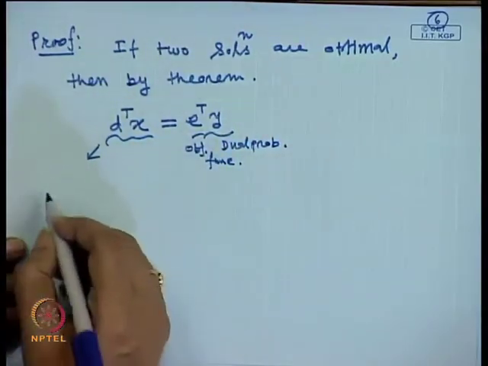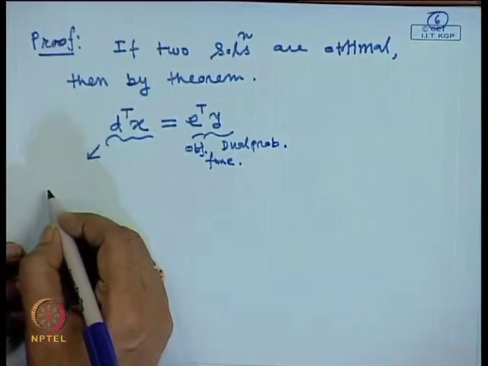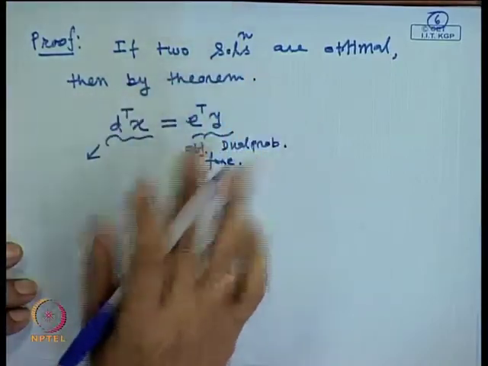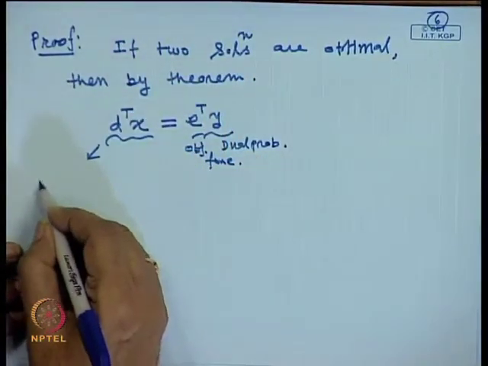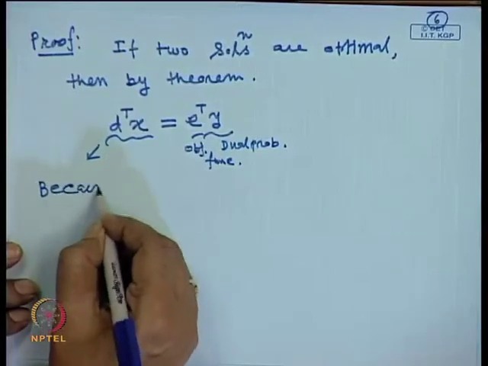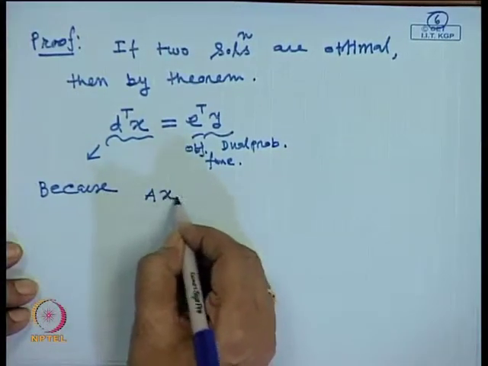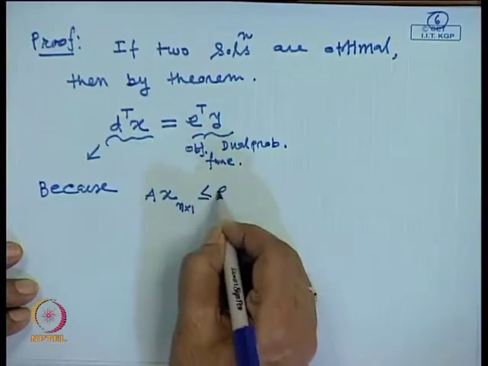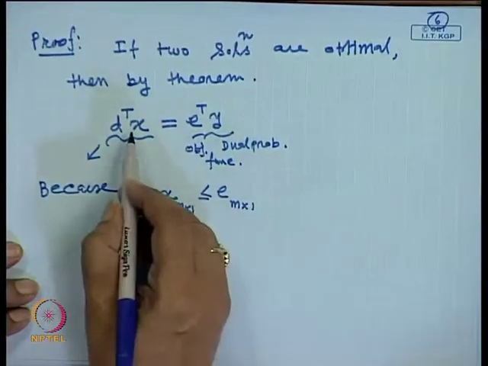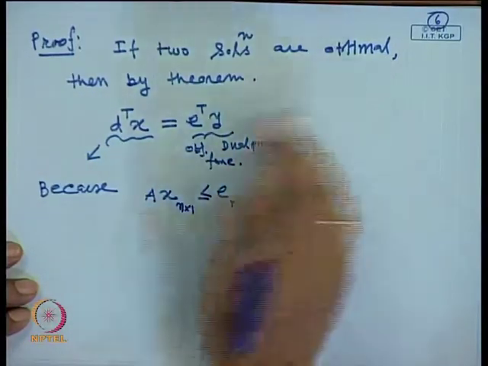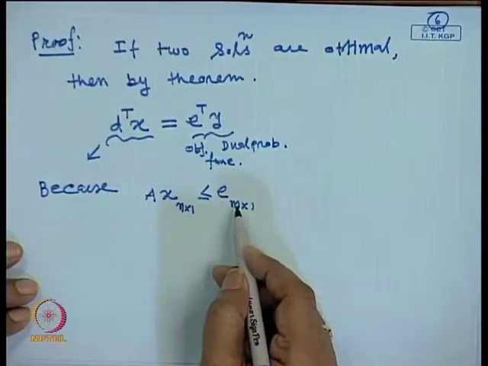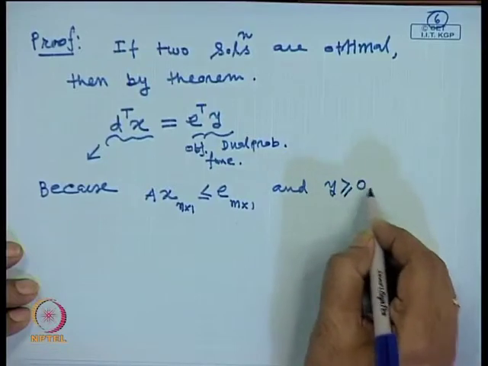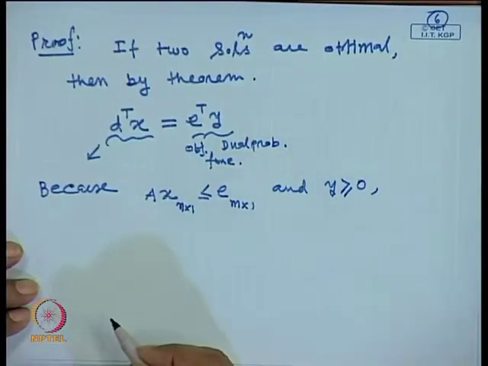We know that if x is the optimal solution, that means x is a feasible solution, because we can write A x is less than or equal to e. Since x is considered an optimal and feasible solution, this is true. And not only this, in the dual problem y is greater than or equal to zero. Okay?